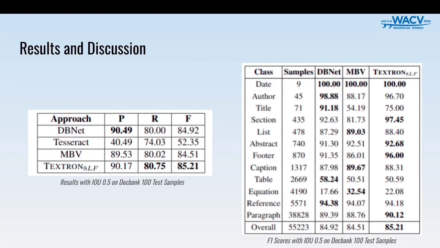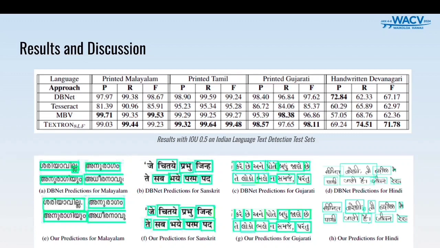As you can see, this is the performance of Textron for TalkBank, which is for English printed modality on 100 test samples. Overall, Textron does perform better. There are certain classes where there is still scope for improvement, but overall Textron on English printed modality has shown to perform better. On the other hand, if we look at the Indian language text detection test sets, Textron does perform better for printed Tamil and printed Gujarati datasets as well as the handwritten Devanagari dataset.